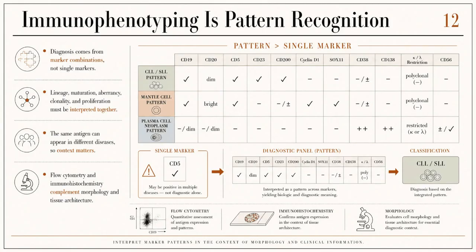As we move forward, we will explore how cytogenetic and molecular alterations complement immunophenotyping by serving as diagnostic and prognostic anchors in mature lymphoid neoplasms. Understanding these integrated diagnostic modalities will further enhance our ability to classify and manage hematolymphoid malignancies effectively.